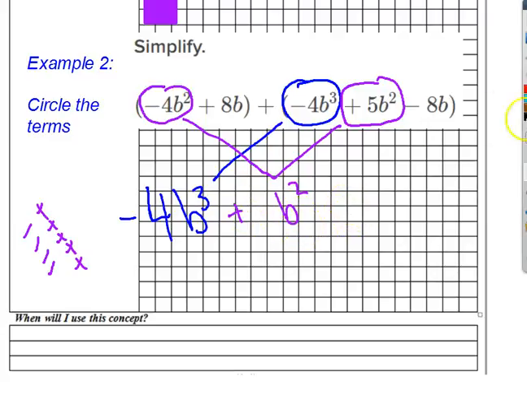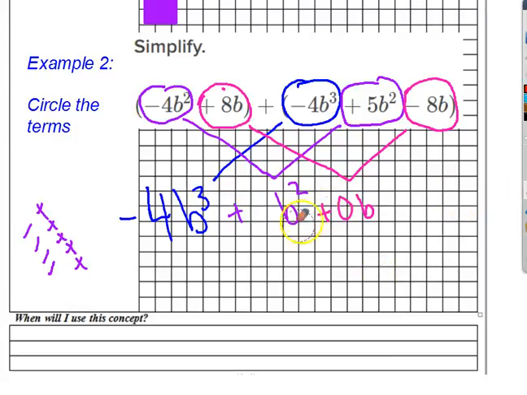And then the last term, I've got an 8b here, and I've got a negative 8b here. So I'm going to combine those two. What is 8 minus 8? Okay, so you could put plus 0 or plus 0b, and that's fine. But if there's no b's at all, then I would just leave it off. So plus 0b is correct, plus no b's.